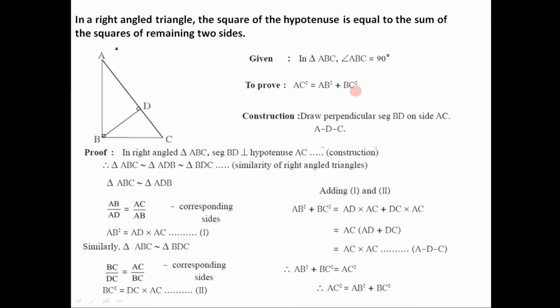So that is what we wanted to prove: in a right angle triangle, the hypotenuse square is equal to the sum of the squares of the remaining two sides. This is the Pythagoras theorem.